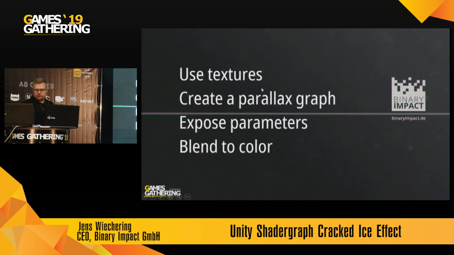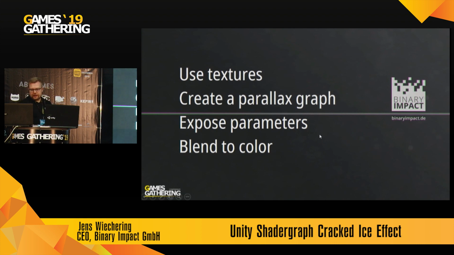So yeah, I already did that. We use textures, a color map. We created a simple parallax graph. We exposed a parameter, so for now we know how to do that. And we blended our result to the color to have one crack. But to do the whole crack now, we have to do the same like 10 or 20 times.